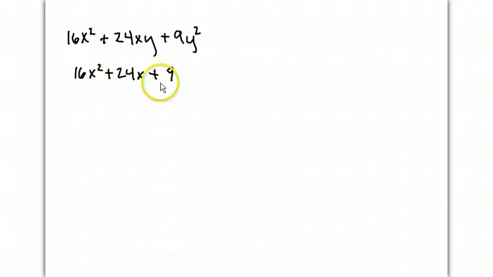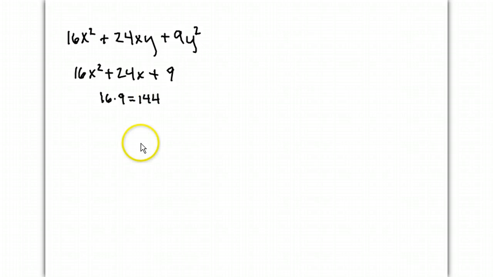So this would be an AC method because we have a number connected to the x squared. And since 9 is 3 times 3, there is a 3 in 24, but there is not a 3 in 16, so you can't factor a 3 out. So you have to multiply 16 times 9, which will give you 144. So what two numbers multiply to give you 144 and add to give you a positive 24? Well, that's 12 and 12.